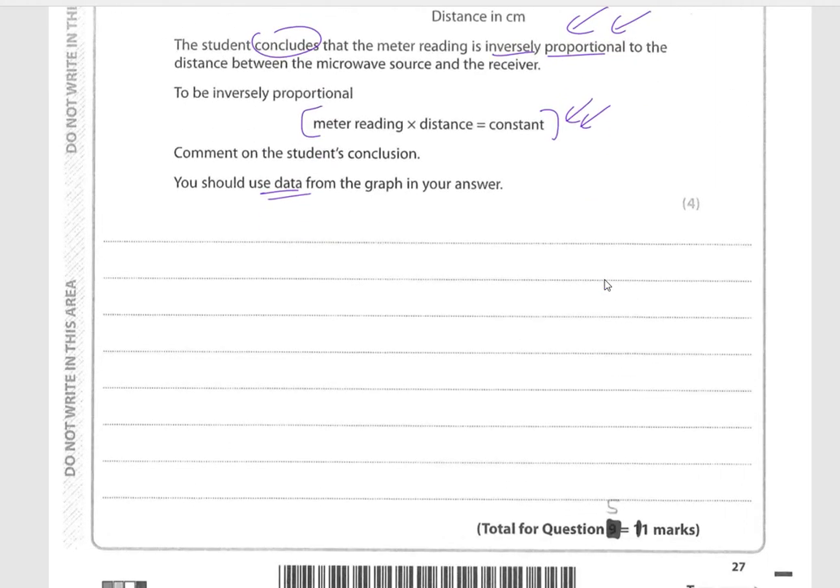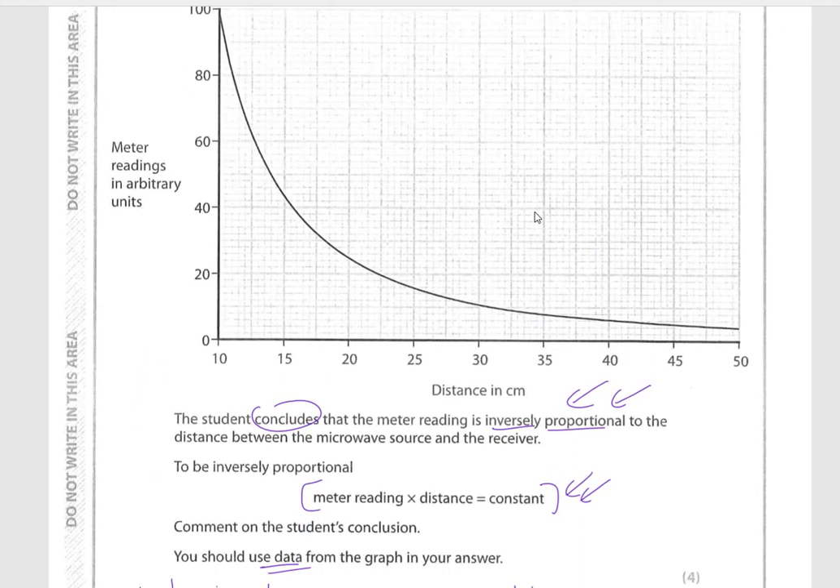Now first of all, let's take a look. We need to use the equation. To be inversely proportional, the reading multiplied by distance equals a constant. So now we're going to use two data points from the graph and see what happens.